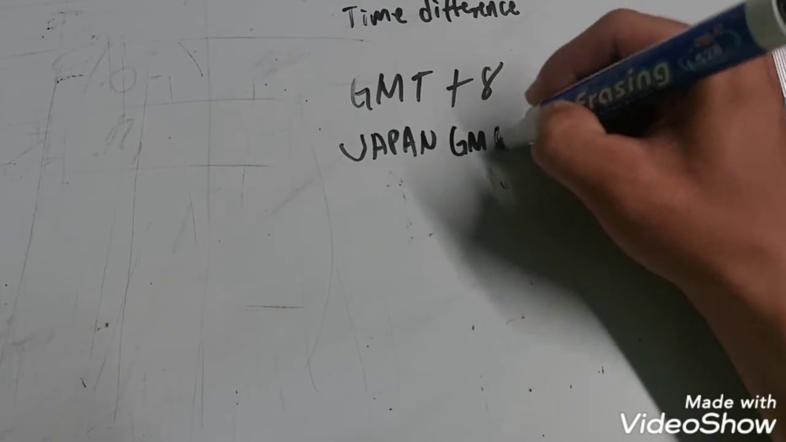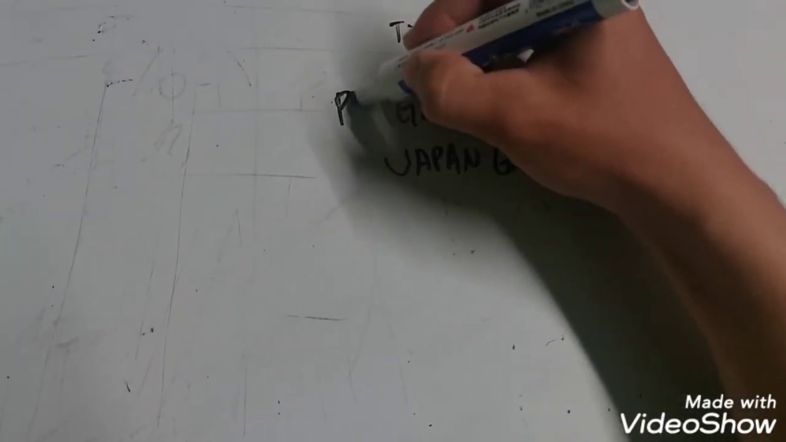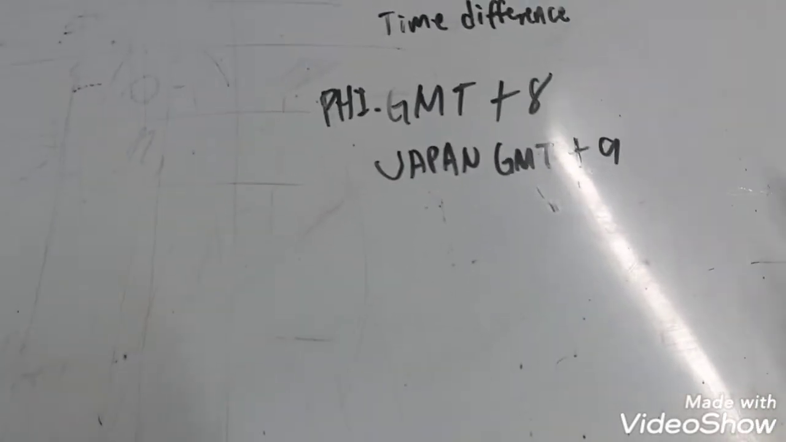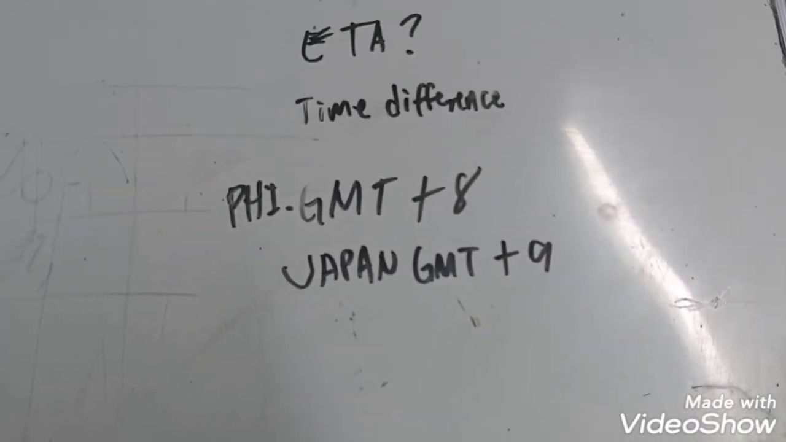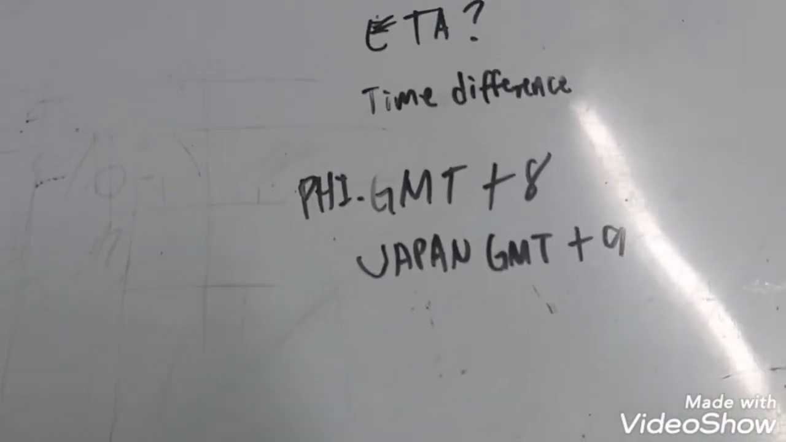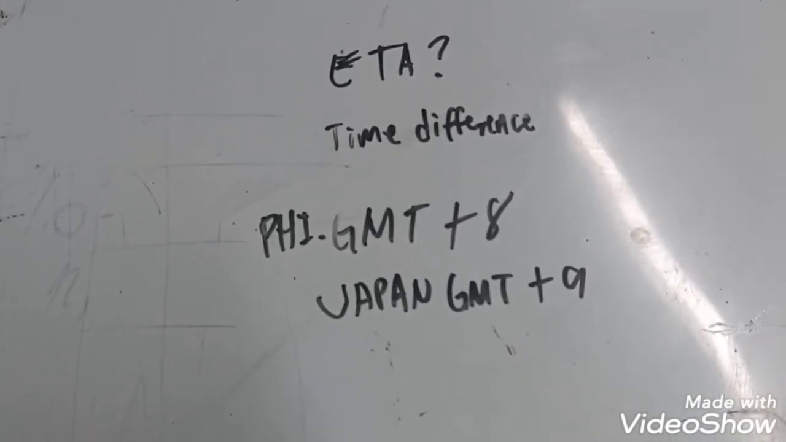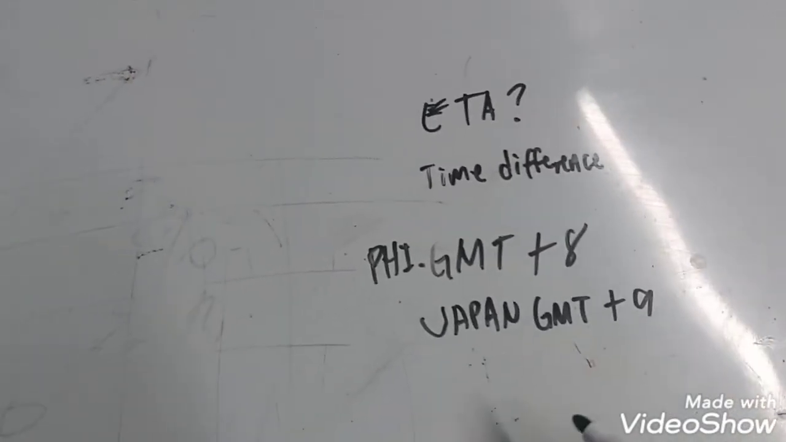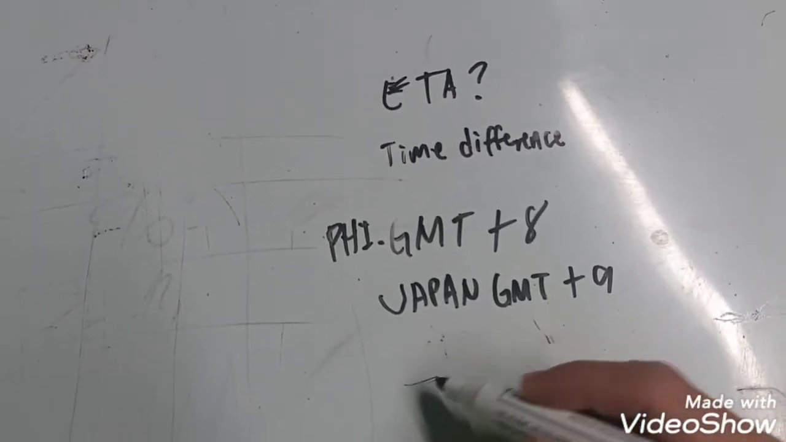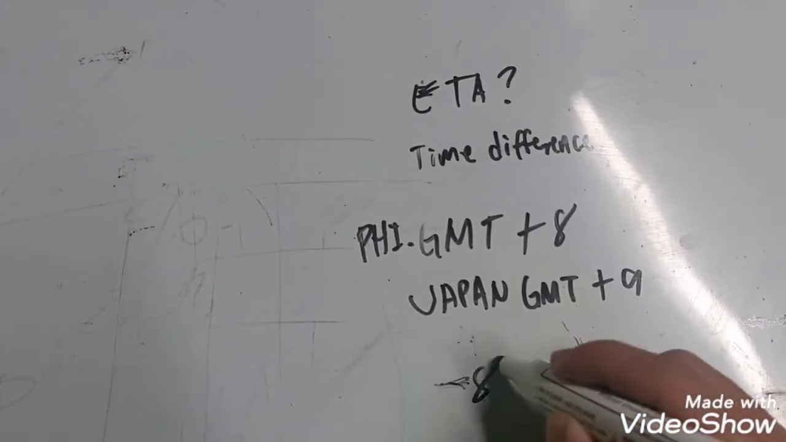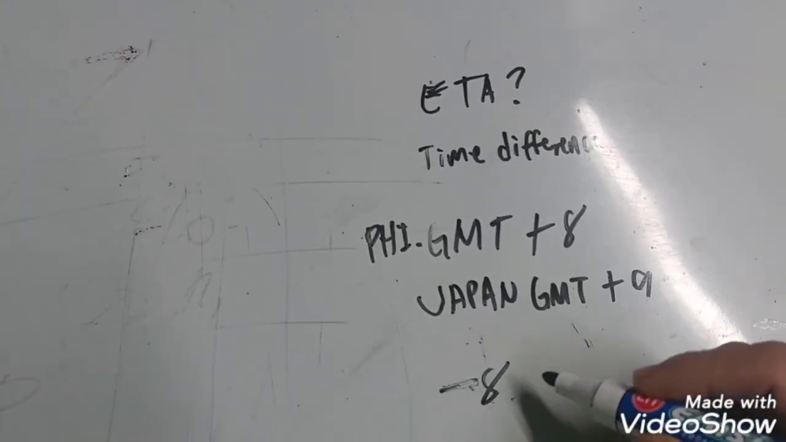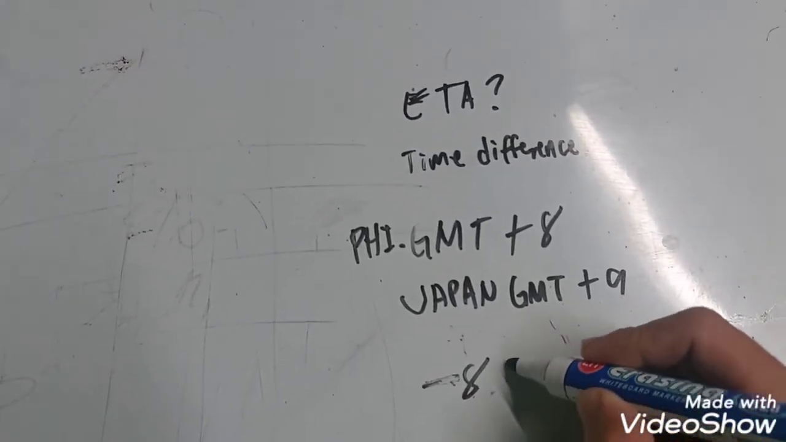GMT there is +9. So how can I know the difference between that? I am going to reverse the sign of the place of my departure. Positive 8 will be -8, and then I will add up the +9.